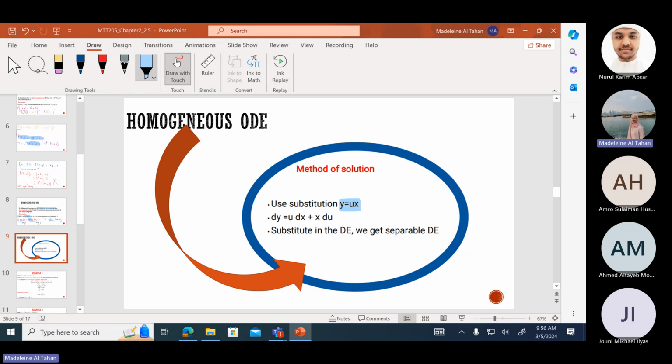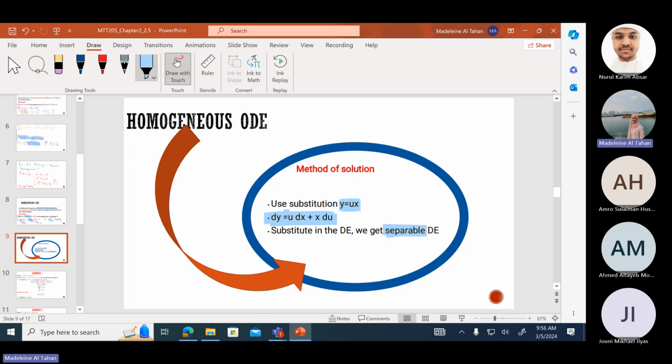Perfect. So here, how do we get rid of dy? We would write it as u dx plus x du. This is the product rule: u prime x plus x prime u. Then what do we need to do? Substitute in the differential equation. The new differential equation should be what? Separable. If it's not separable, it means that we made a mistake while substituting. Okay?